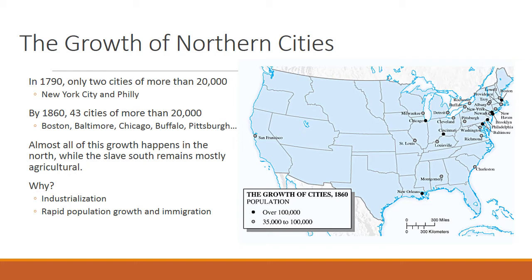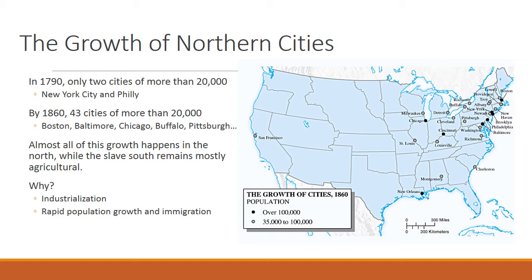In 1790, there were only two cities with more than 20,000 people in them, New York City and Philadelphia. But by 1860, there are 43 cities with more than 20,000 people. And if you look at that map there, you can see where the major cities of the United States were in 1860. And you'll notice that almost all of them are in the northeastern part of the country.